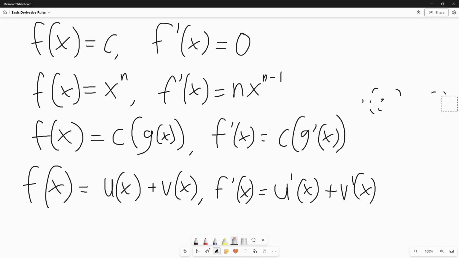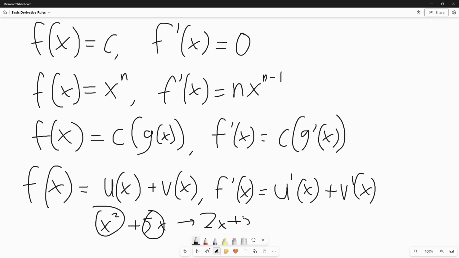And for this last one, it's if f of x is equal to u of x plus v of x, where both of those are functions of x, then f prime of x will be equal to u prime of x plus v prime of x. And for example, if you have x squared plus 5x, you can isolate each by itself. First find the derivative of this, then find the derivative of this, and like the rule said, add them up, so you get 2x plus 5 as your final answer.